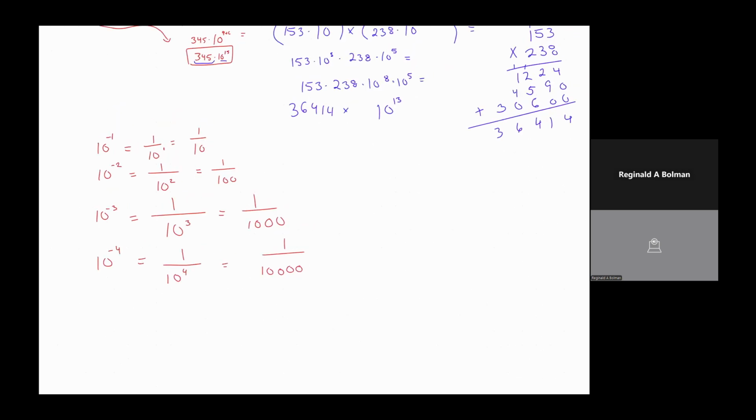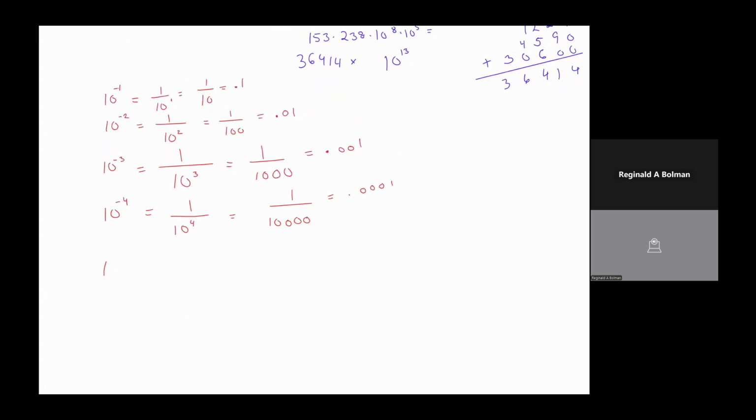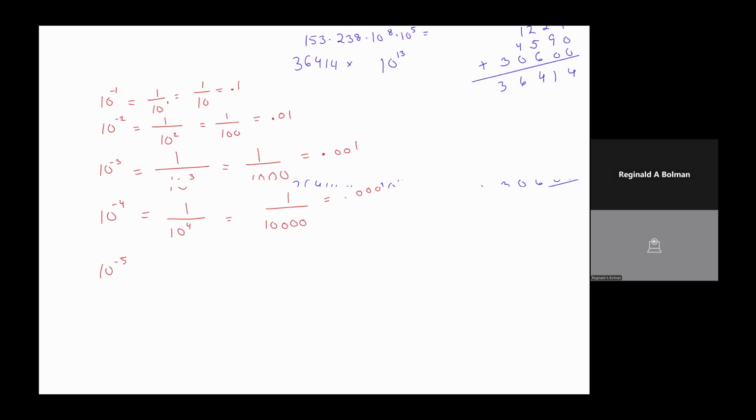Now, when we write this as a decimal, remember that 1/10 is the same thing as 0.1. 1/100th is the same thing as 0.01. 1/1000th is the same thing as 0.001. 1/10,000th is 0.0001, so on and so forth for smaller and smaller numbers.